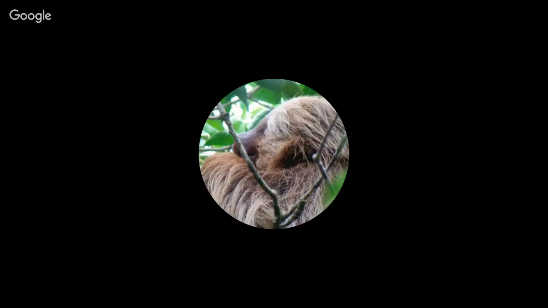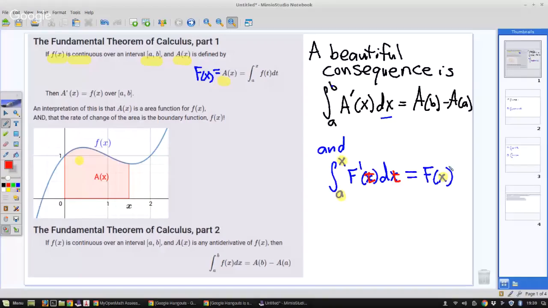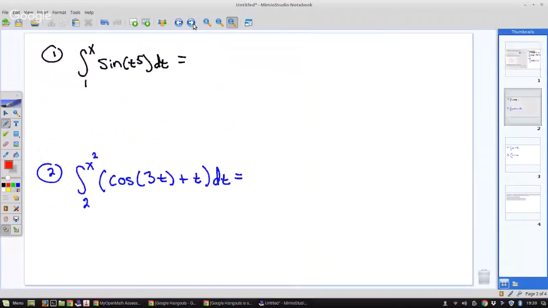So we're just going to look at evaluating some consequences of the fundamental theorem, parts 1 and 2. So first, here I have a function from 1 to x of the sine of t to the 5th. And that's not the function I want. Why did I write that down? Sorry, I'm going to look back at my notes here.